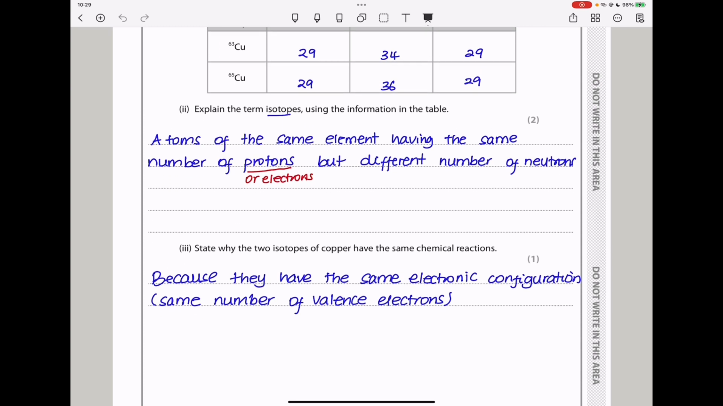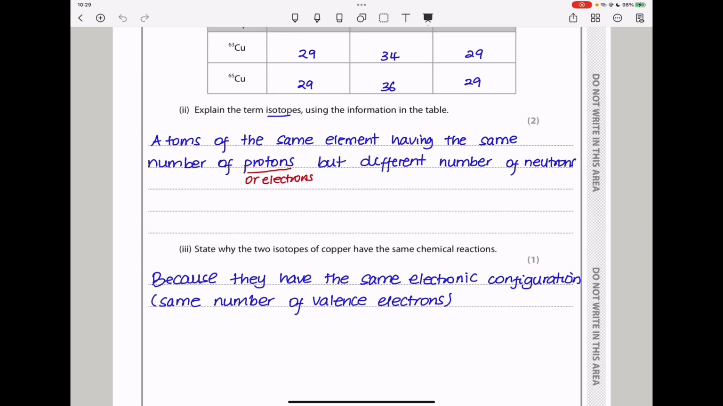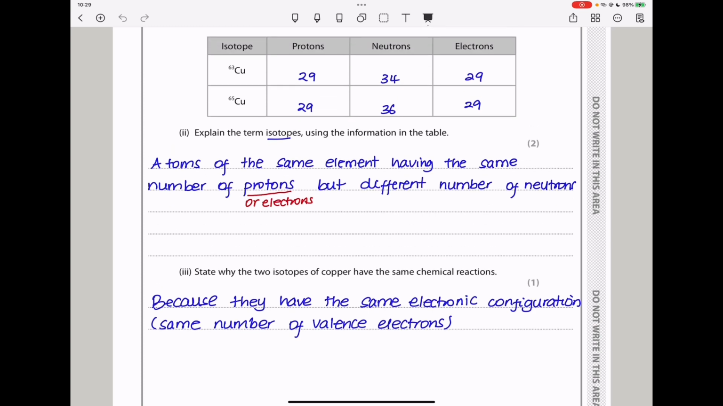Chemical reactions are determined by the number of electrons, more so valence electrons. So in this case, because they have the same electronic configuration or same number of valence electrons, they have the same reaction. Moving on.